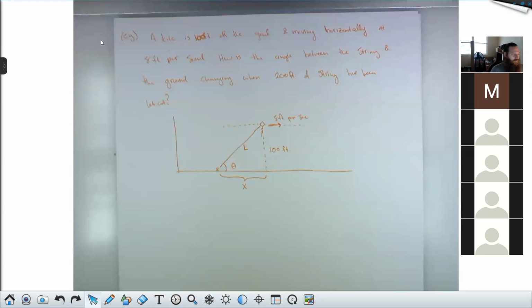Is it clear what's going on here? Little kid down here holding the kite string. The kite is 100 feet above the ground, but it's getting blown to the side. And the kid's letting more and more string out, letting string out, letting string out, and the kite just keeps flying to the side. We want to know, if I look at the moment when there's 200 feet of string out, how fast is this angle changing?